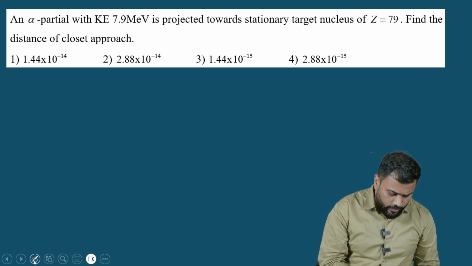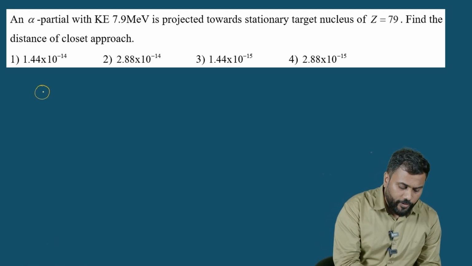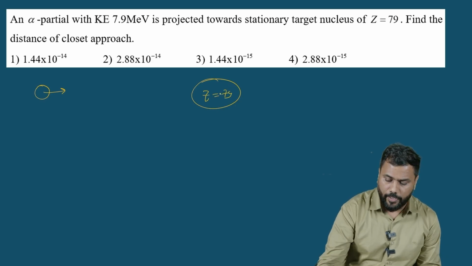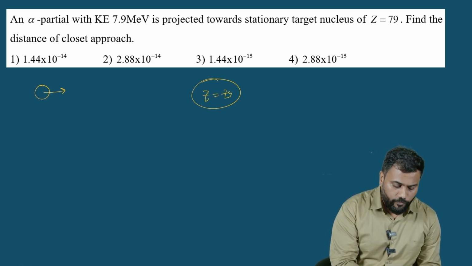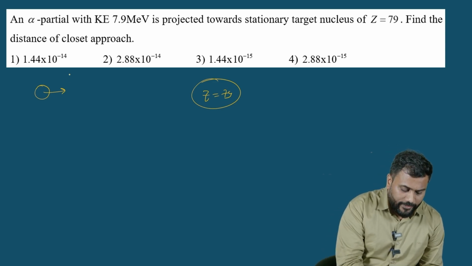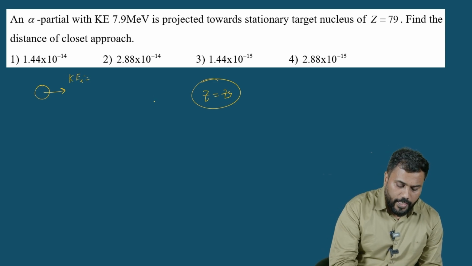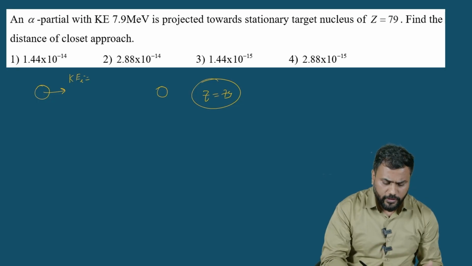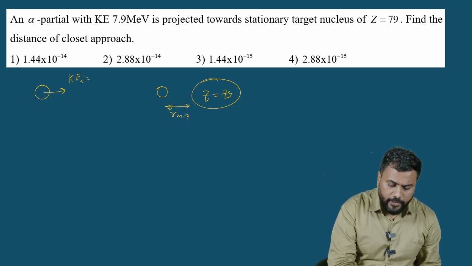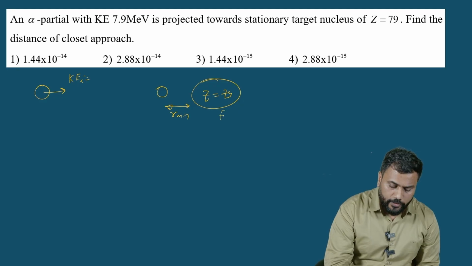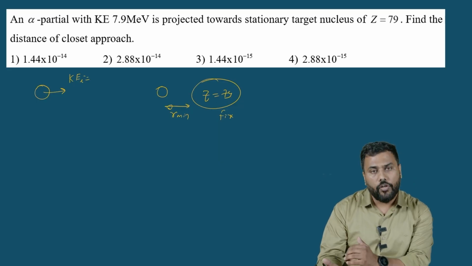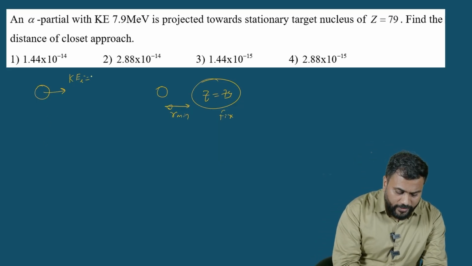In this question, we have an alpha particle which is projected towards a stationary nucleus. The Z of the nucleus is given as 79. Now we have to find out the minimum distance of approach. There is some initial kinetic energy of the alpha particle, and finally when the alpha particle is at the closest distance of approach, then all this kinetic energy will convert into potential energy. This nucleus is fixed, so it is not gaining any kinetic energy. So all the system's kinetic energy is now converted into potential energy. So we can just equate the initial kinetic energy to the final potential energy of the system.